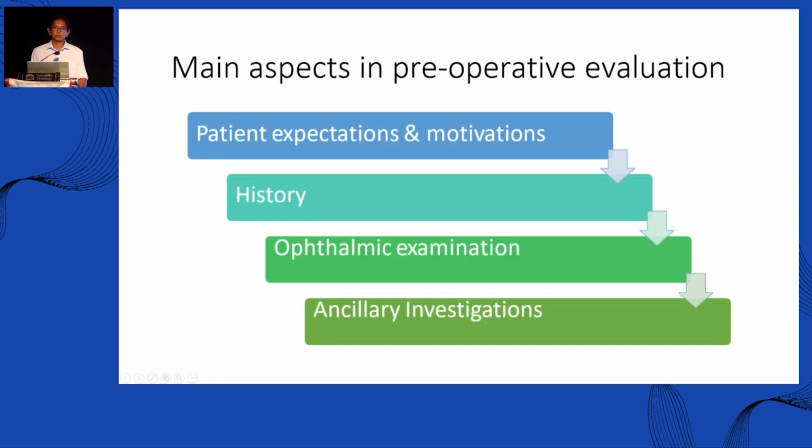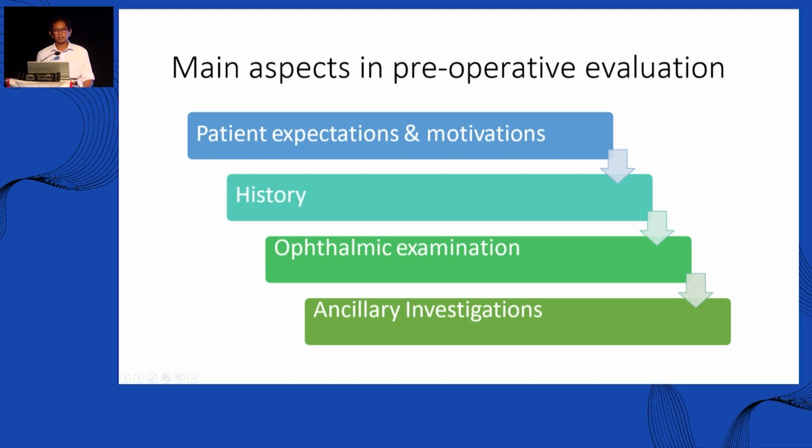So as usual, you take a history, you ask the patient why he wants LASIK done, then do an ophthalmic examination, and then do some investigations. Patient expectations are important, and it's important to see how old the patient is. Generally, we don't do under 18. Minimum age is about 18, preferably 20 to 40. People who want to see distance without glasses are mostly the candidates for refractive surgery.